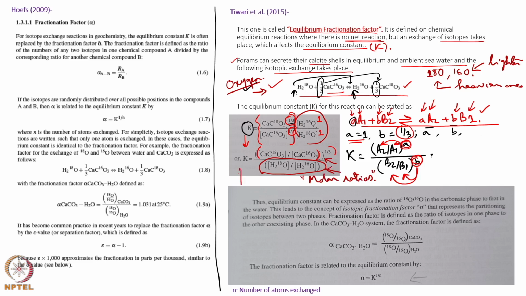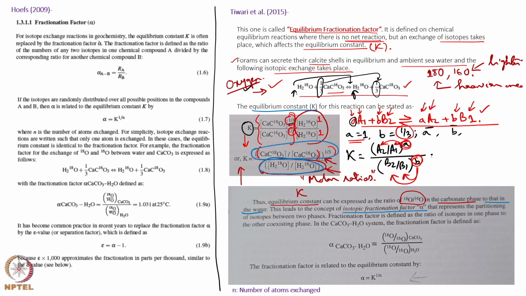So, what we have obtained in terms of language, equilibrium constant capital K can be expressed as the ratio of 18O by 16O in the carbonates, here is the carbonate, here is the carbonate, to that in the water. This is that in the water. Now, from the equilibrium constant, we can move one step ahead and define another very important parameter, the isotopic fractionation factor alpha.